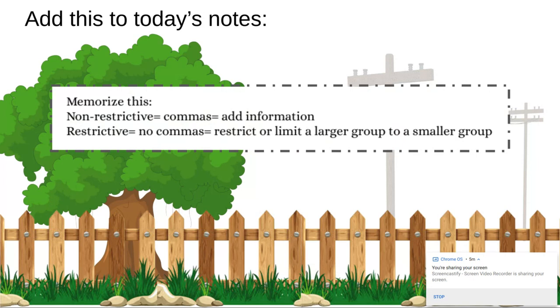Okay? So I want you to add this to today's notes as well. All right? And I want you to memorize it. Non-restrictive is going to always equal commas, and that is to add information. Now, restrictive, we are not going to use commas, and you're going to restrict or limit a larger group to a smaller group, okay? If you need to pause, go ahead and pause, but finish writing that down.